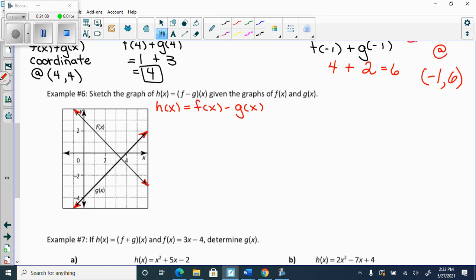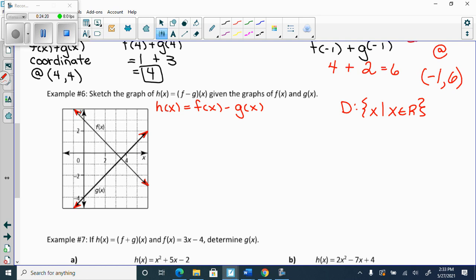So the domain would be really quick to do for this, and I wouldn't have to do any work. Now, if I want the range, though, I actually have to sketch it. Okay? So the domain right off the hop of f of x minus g of x, the domain would be x such that x is an element of the reals, because both graphs exist everywhere. The range, though, we're going to have to sketch it. So we work from left to right.